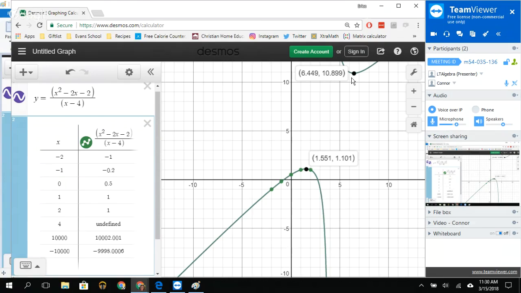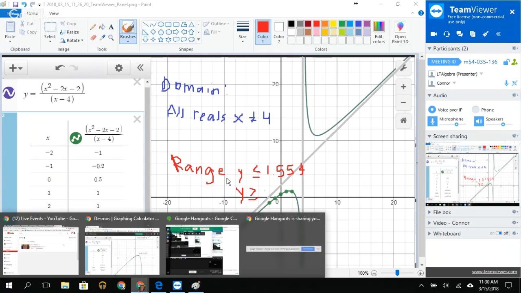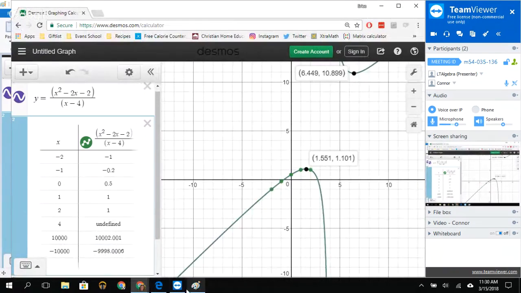So we know that our y's can be any value except they have to be either less than or equal to 1.551 or greater than or equal to 6.449. Okay, so if I pull that over here, I know that my range, okay, my y has to be less than or equal to 1.554, or my y has to be greater than or equal to, I think it was 6.449.